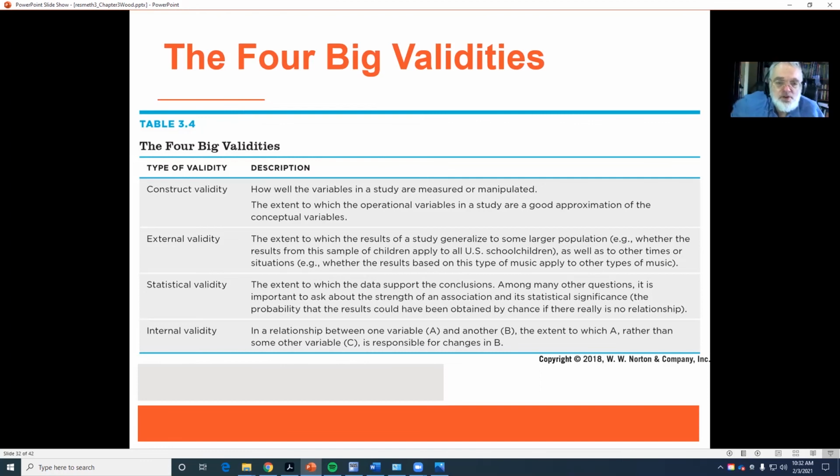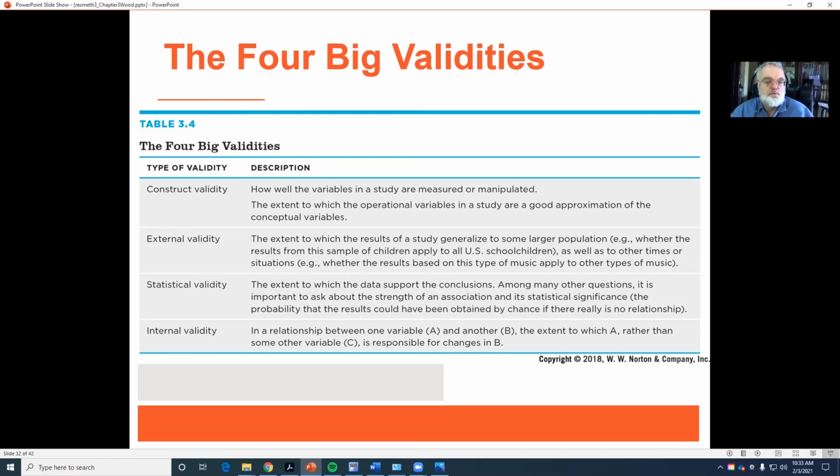Okay, statistical validity. To what extent do the data support the conclusions? And what the book talks about is it's important that you look at how big the correlation is or what proportion of people actually stay up past 2 o'clock in the morning, and look at the confidence interval and statistical significance.